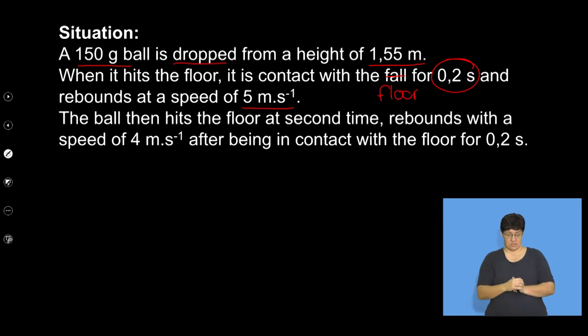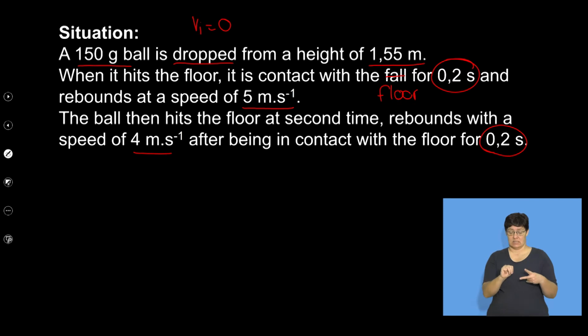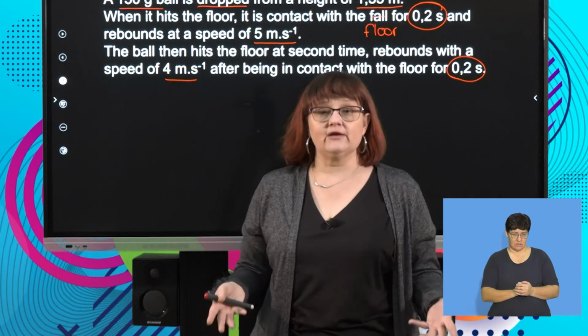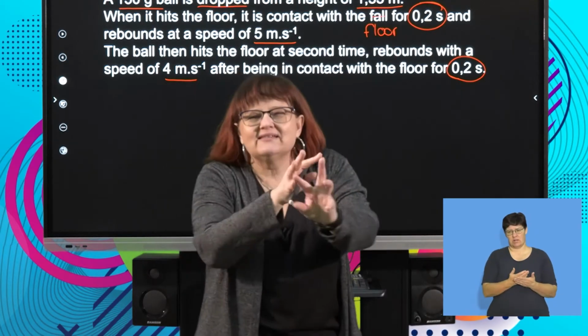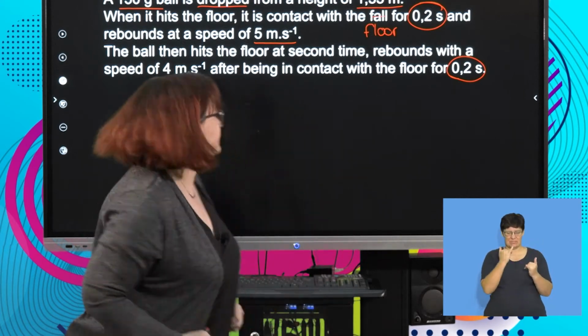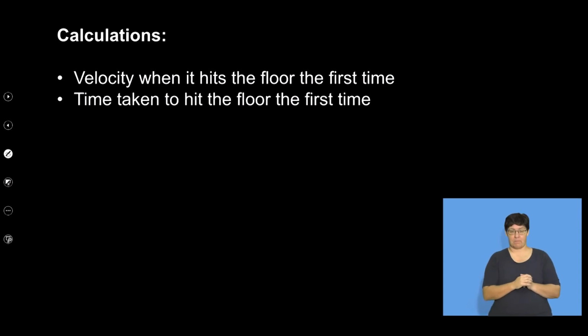Now it's dropped, so my very first velocity is 0. The ball then hits the floor a second time, and now rebounds at 4 meters per second after being in contact for 0.2 seconds again, okay? Now, this may not be complete. I've tried to make these values as accurate as possible, but there may be some little errors. It's all right. So, what we need to do is I need to know the velocity when it hits the floor for the first time.